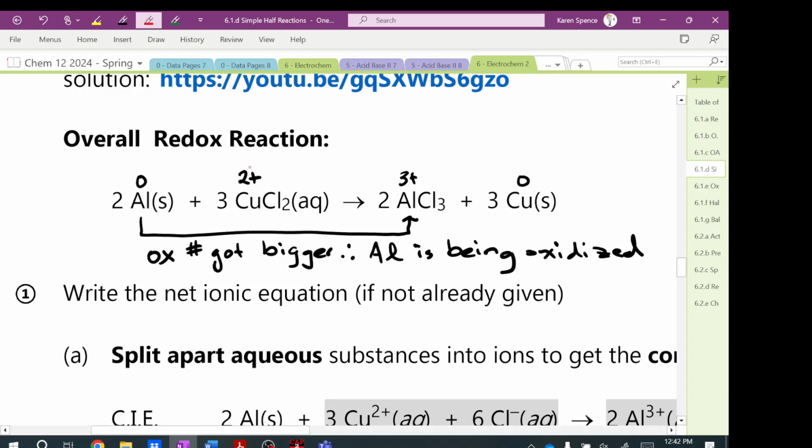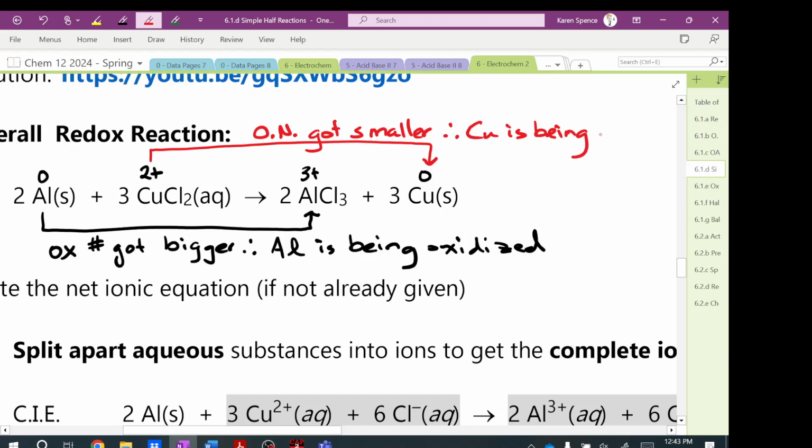Copper is going from a 2+ oxidation number to a 0. So the oxidation number, I guess I could just call it the ON, got smaller. Therefore, copper is being oxidized or reduced? Reduced. And I should actually write that Cu2+ is being reduced, because that's what it is in this compound here.